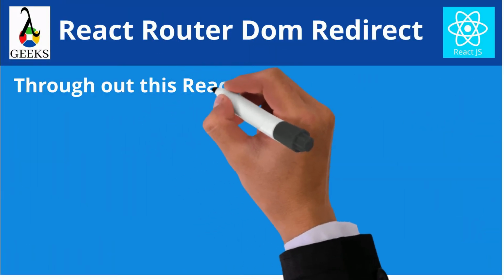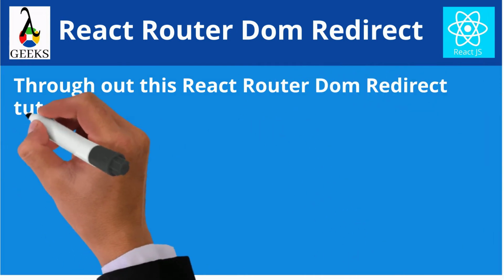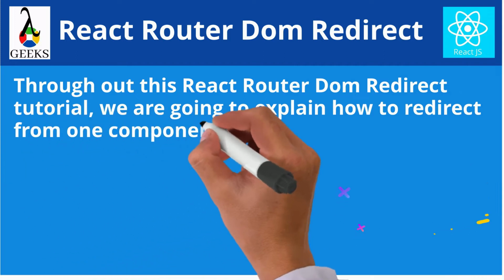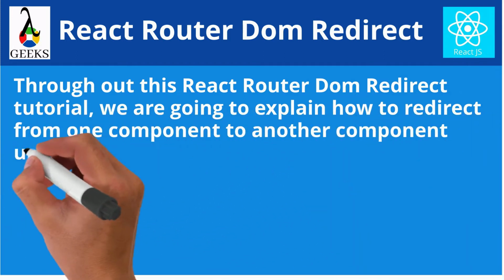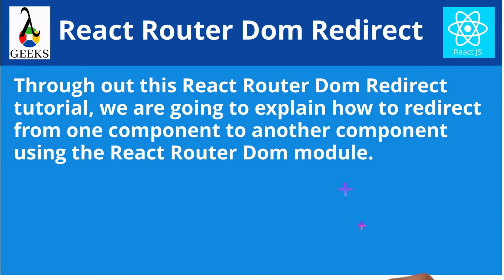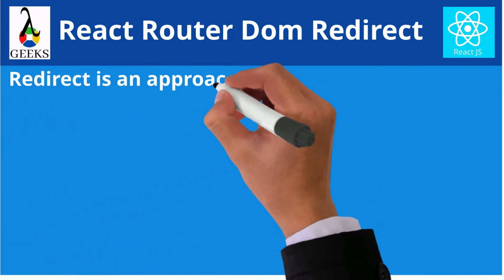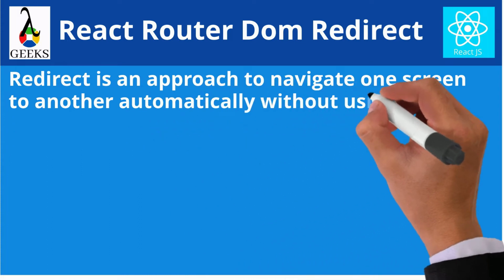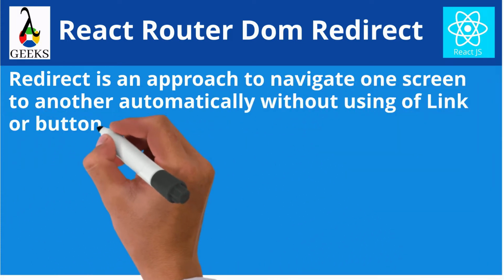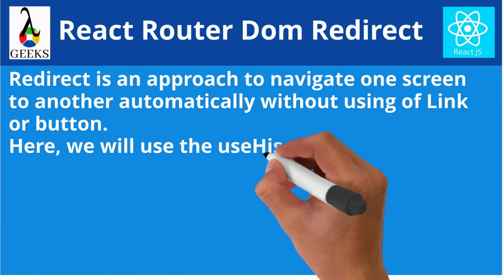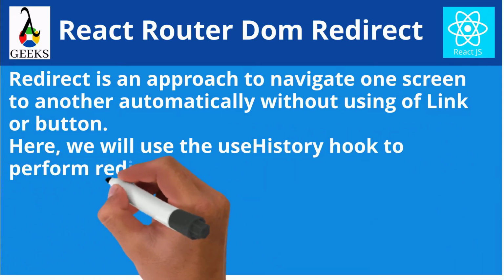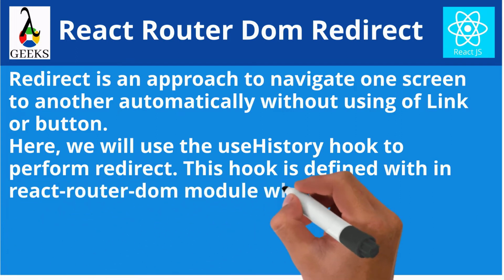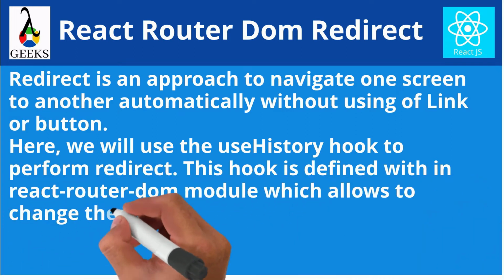Throughout this React Router DOM redirect tutorial, we are going to explain how to redirect from one component to another component using the React Router DOM module. Redirect is an approach to navigate from one screen to another automatically without using a link or button. Here, we will use the useHistory hook to perform redirect. This hook is defined within the React Router DOM module, which allows changing the path of the URL to route to the desired component.